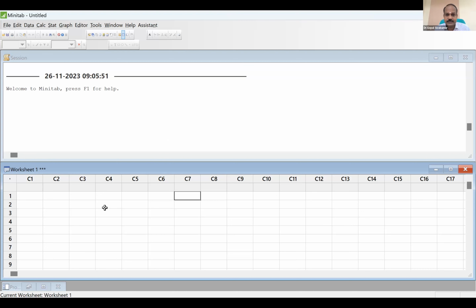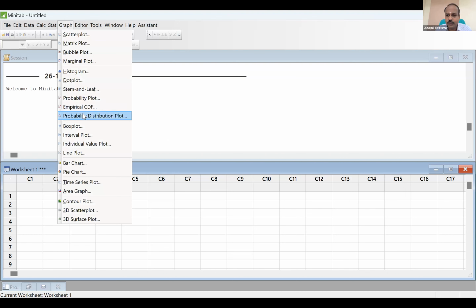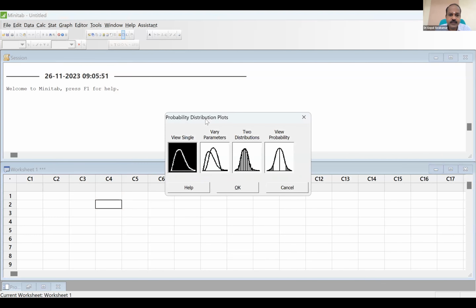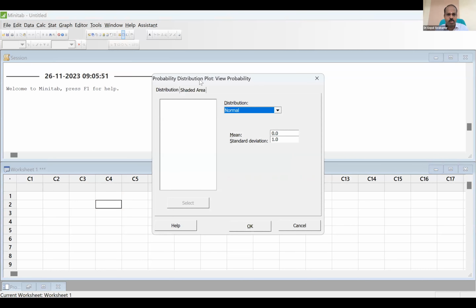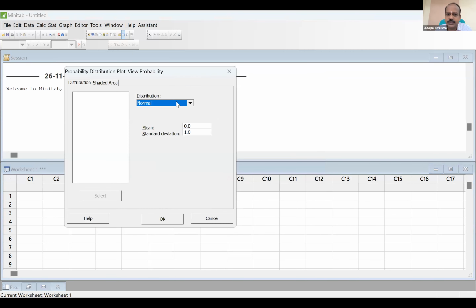See here, I have come to the Minitab screen now just to show you the illustration. I'm going to Graph, Probability Distribution Plot. I am choosing View Probability. I want you to choose normal distribution. What is the batting average of Virat Kohli? You said 58. The mean is 58. And now his standard deviation. What is the upper confidence limit you told me?